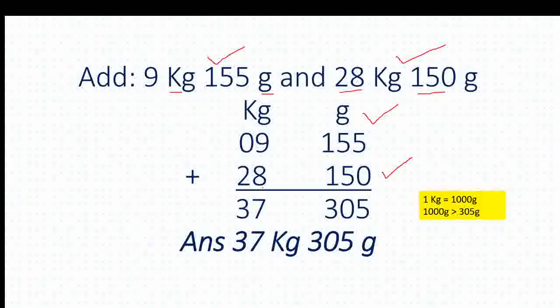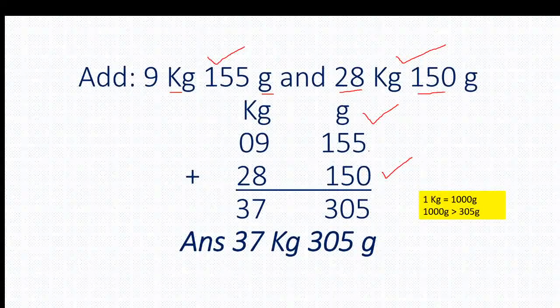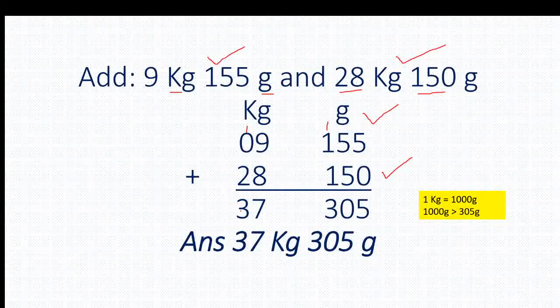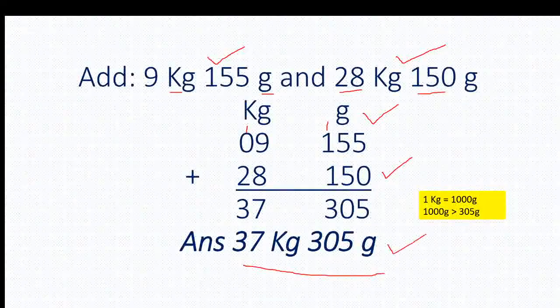Now 5 plus 0 equals 5, 5 plus 5 equals 10, 0 we will write here, and 100 gram means 1 will be added to the next column. So 1 plus 1 plus 1 equals 3. So here we have 305. Now move to the kg column. 9 plus 8 equals 17. 7 I have written over here and 1 I have carried. So 1 plus 2 equals 3. So here our answer is 37 kg 305 gram.